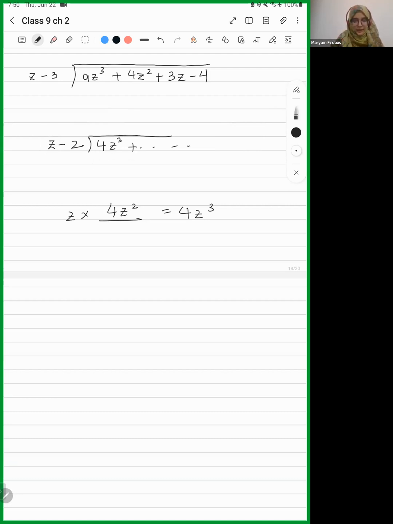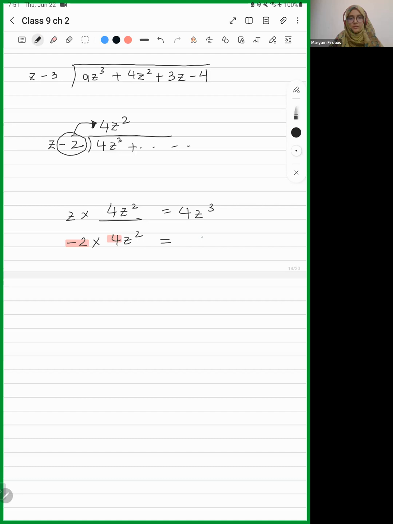So z multiplied by 4z square will give you 4z cube. So we're going to write 4z square over here. Now, this also has to be multiplied with this. This is also a part of the division. So now what is minus 2 multiplied by 4z square? What will we do? We will multiply the constant with the constant. What does that become?